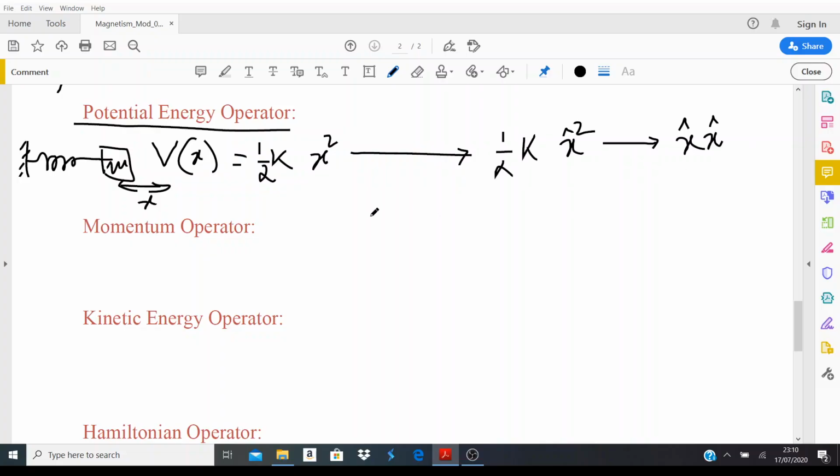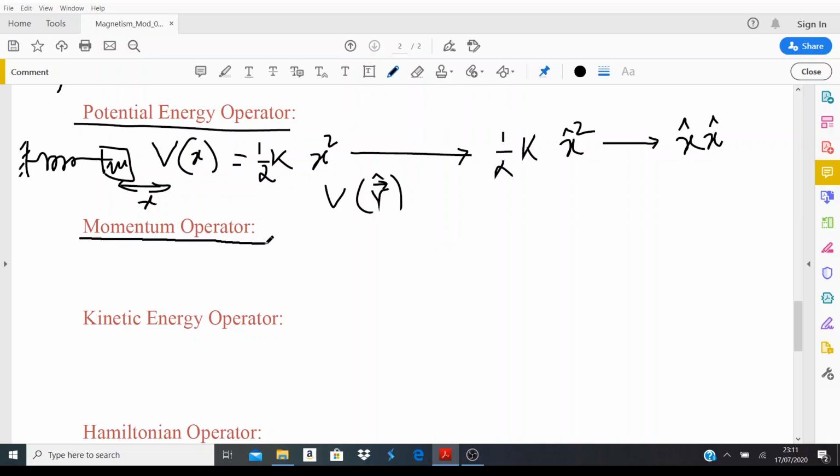That's it. So depending on your system, the potential energy has a different expression, and there you need to put the operator expression, right? The common way, usually it's denoted by V, and as this is a function of the coordinate, you can write it like this. That's the potential energy operator. What will be the expression? It depends on the problem, okay?